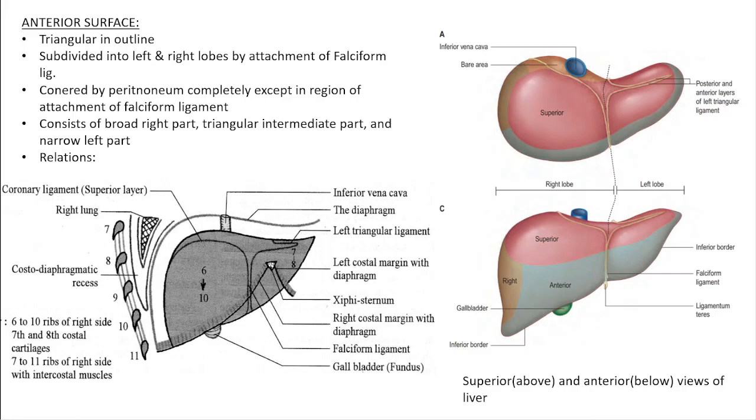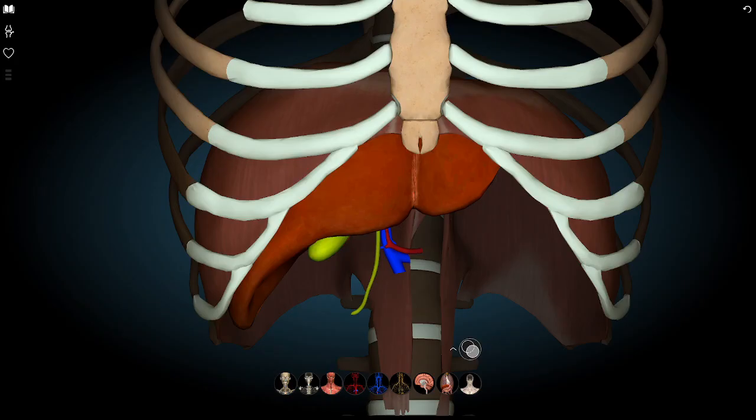Now if I shift to a 3D model of the liver, then we will be able to see here. Now you can see that this is the inferior border of the liver. Some part of the anterior surface is visible, that is the central triangular part. The right broad part of the anterior surface is covered by the lower costal cartilages and ribs. It is actually covered by the 6th to 10th ribs and their costal cartilages, whereas the left part is covered by the 7th and the 8th costal cartilages.